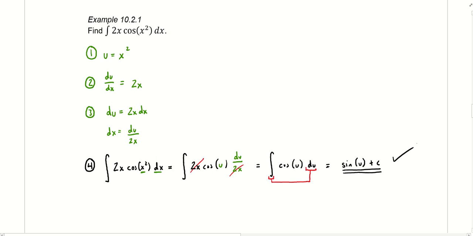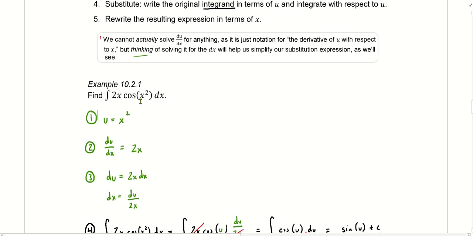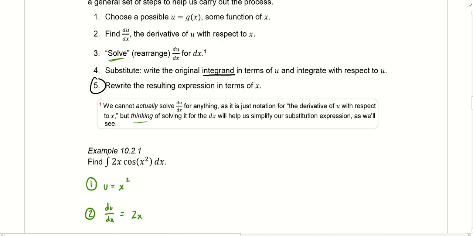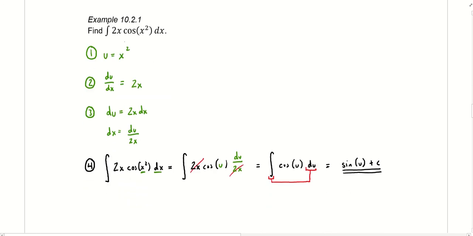Now this isn't quite what I want. I don't want the integral with respect to u. I want it with respect to x. So that's where step 5 comes into play. Step 5 is where we undo our substitution, or more explicitly, we rewrite the resulting expression in terms of x. Meaning, every place we see a u, or something involving u, we undo the substitution by redoing step 1. Or in other words, every place we see a u, now we're going to replace it with x squared.